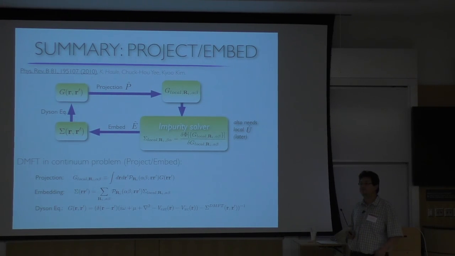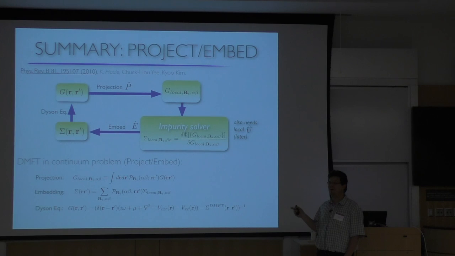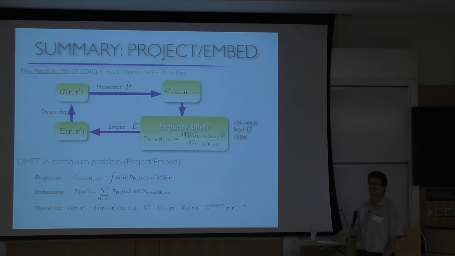Yes? If you had a system with some molecular character, such as copper oxide planes or polyacetylene or something, would you be in trouble with this? There are regimes where you might get in trouble, and there are regimes where it actually works very well. I think I will show the H2 molecule as an example. For the H2 molecule, you would expect this to break down. Right. And we'll see where it breaks down and where it doesn't, where this is valid.